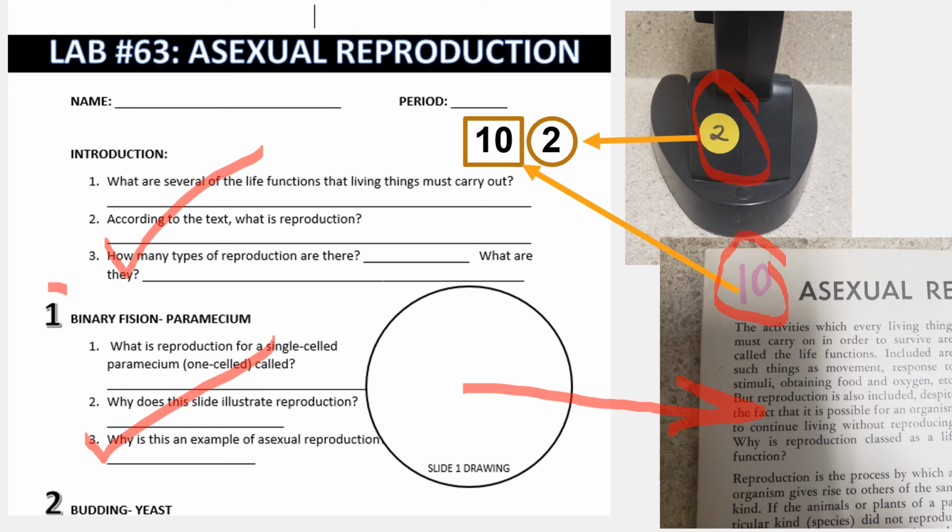So where it says 1 right here, that's going to be slide 1. And on the card, it will be slide 1, binary fission. Okay? So please work through this. Take the time to read that text that's with those cards. And I hope you enjoy the lab.